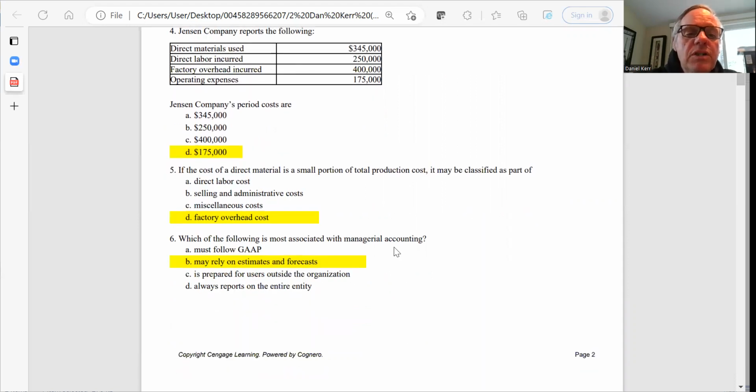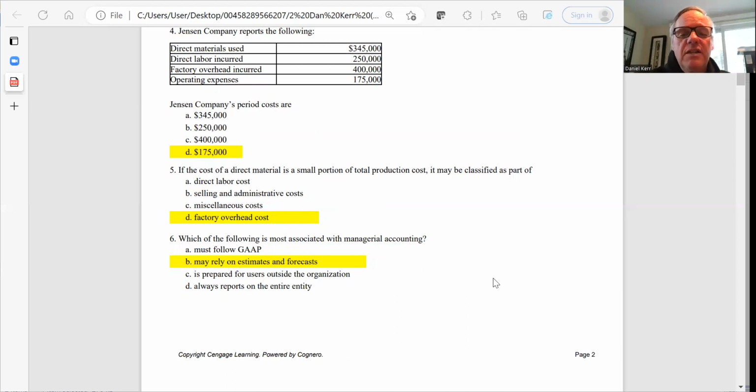Number 5, the cost of direct material is a small portion of the production cost that is mostly classified as factory overhead. Direct material and direct labor would be part of direct labor. Selling and administrative miscellaneous costs would all be period costs, but indirect materials, small amounts of materials that go to the product, would become part of factory overhead. So the answer there is D.